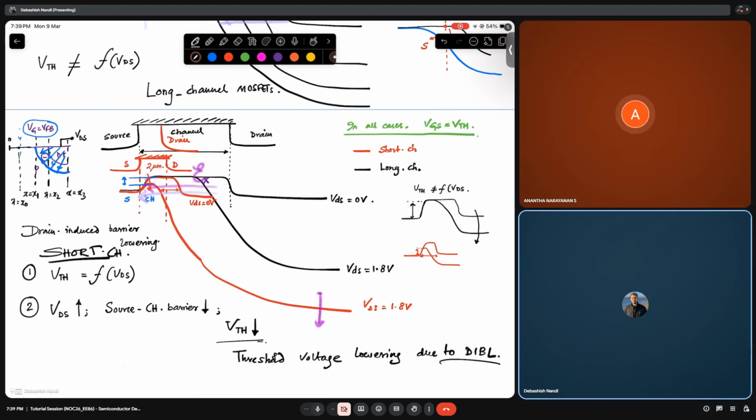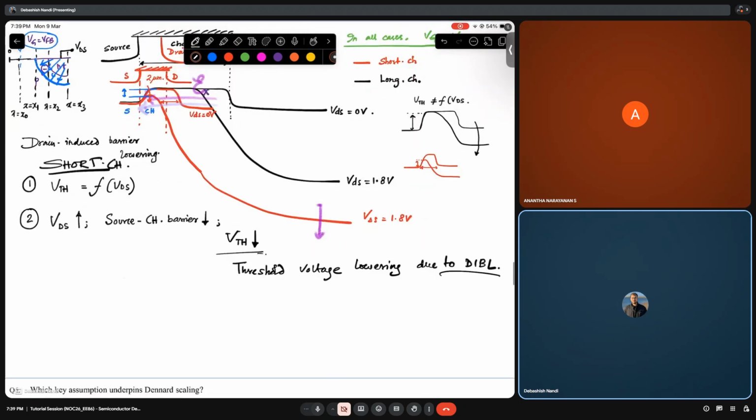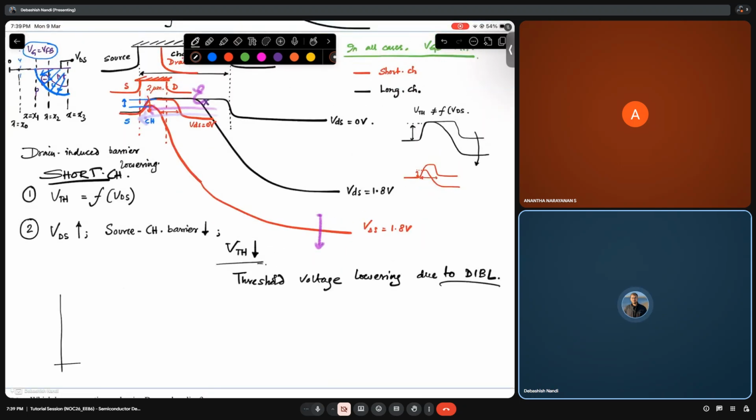Now, how will this look like in your, let's say, output characteristics? So this is VDS, this is ID. And how will this look like? It means you need to see, right? You need to understand from the characteristics because you will only have access to the measurement data. Whatever we are discussing, you will not be able to see in the real world.